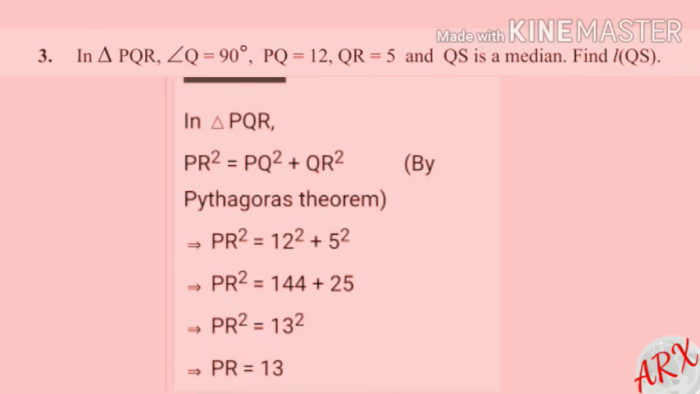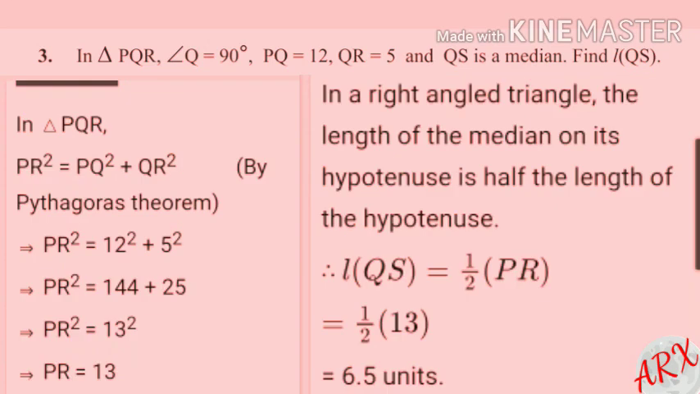PR equals 13. Hence, in a right angle triangle, the length of the median on its hypotenuse is half the length of the hypotenuse. Therefore, length QS equals half of length PR. Therefore, length QS equals 1/2 of 13, that is 6.5 units.